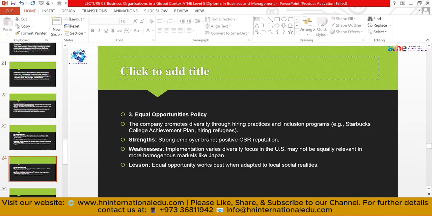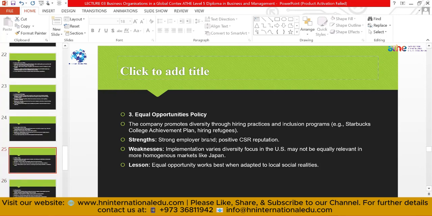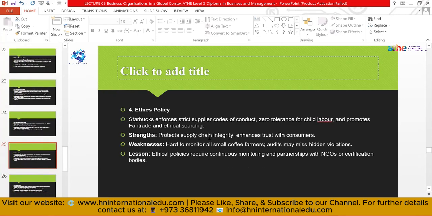Equal opportunity policy: the company promotes diversity through hiring practices and inclusion programs, such as the Starbucks College Achievement Plan and hiring refugees. Strength: strong employer brand and positive reputation. However, implementation varies. Diversity focus in the US may not be equally relevant in more homogeneous markets like Japan. Yes, because of people's preferences, with the matcha trend going on. Lesson: equal opportunity works best when adapted to local social realities, like the croissant in Starbucks in Paris is really different compared to other parts of the world.